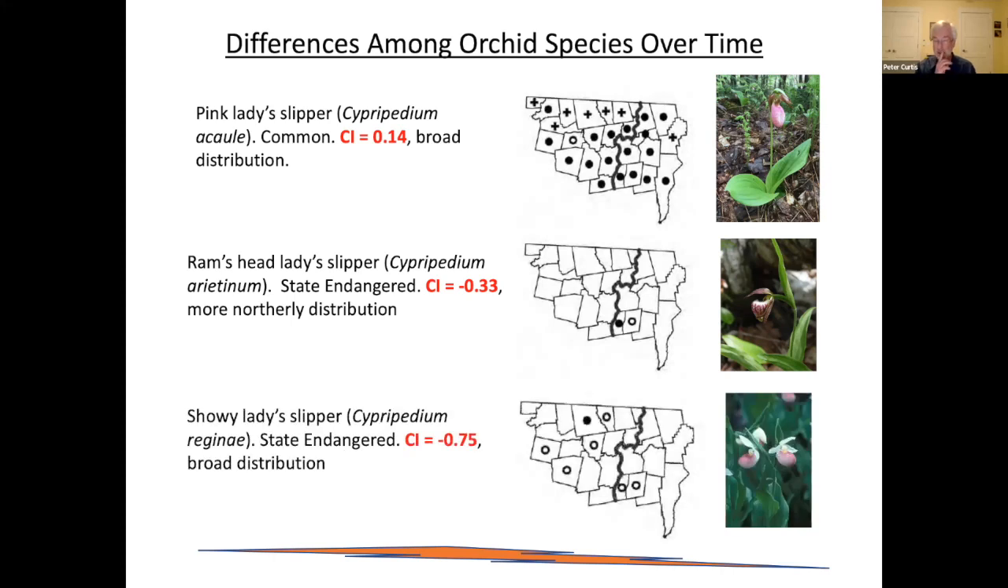Another orchid, showy lady slipper orchid, also state endangered, strongly negative change index. Unlike the ram's head lady slipper, it's got a broad distribution. We're not in either the northern or the southern range limit, but as you can see from the map here, almost all of the sites where it was previously seen, it's no longer found. It's only located now in 1 town in the northern part of the county.